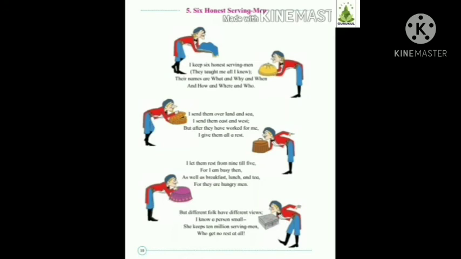But different folk have different views. I know a person small, she keeps 10 million serving men who get no rest at all. She sends them abroad on her own affairs. From the second she opens her eyes, 1 million house, 2 million wares, and 7 million wives.